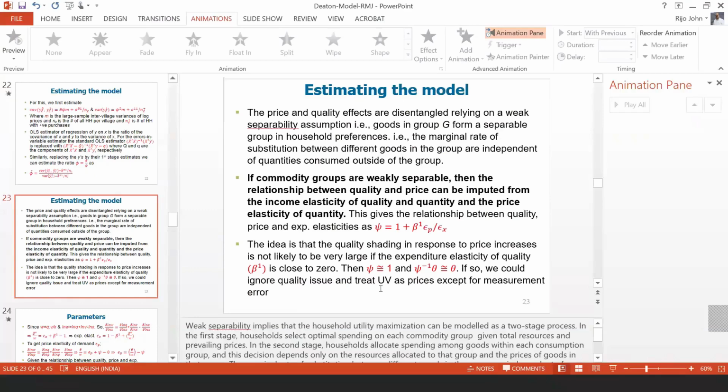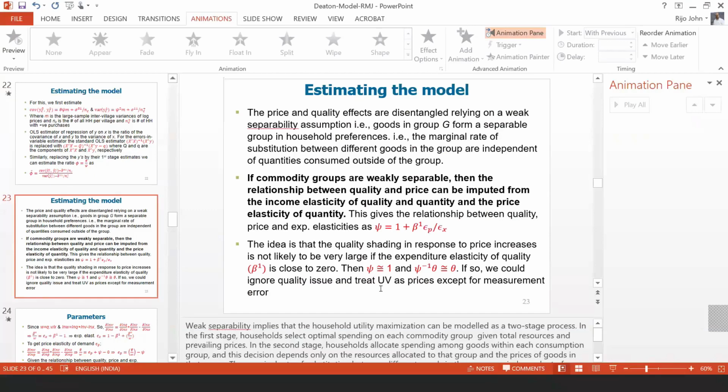The idea is that the quality shading in response to price increases is not likely to be very large if the expenditure elasticity of quality, that is beta 1, is close to 0, in which case the psi will be close to 1 and the psi inverse theta, which is the hybrid parameter that we are estimating, will be close to theta itself. If so, we could ignore the quality issues and treat unit values as price except for measurement error.